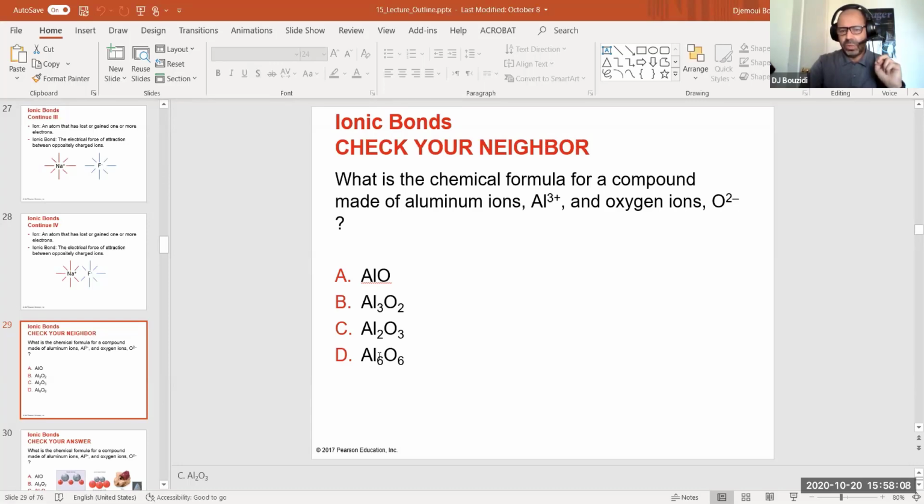Let's think about this one. I have 6 aluminum and 6 oxygen. 6 times 3 is 18. 6 times 2 is a negative 12, but still a positively charged molecule.